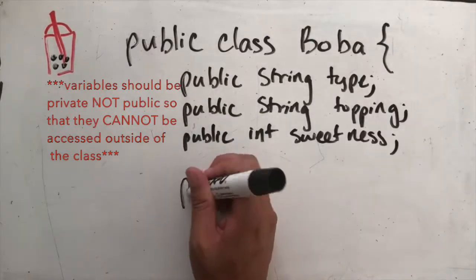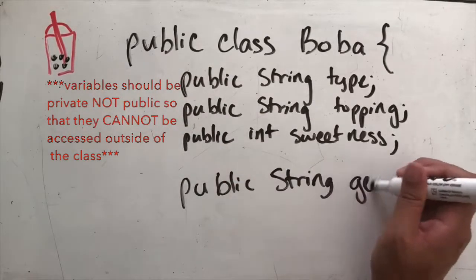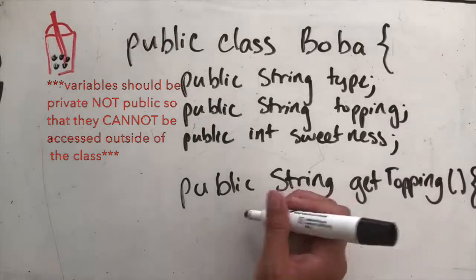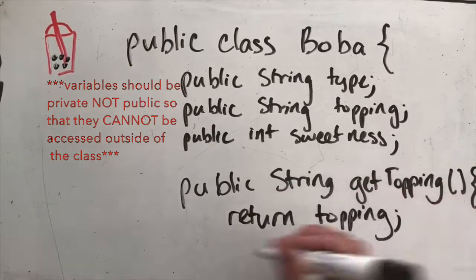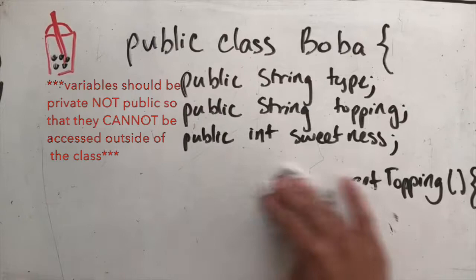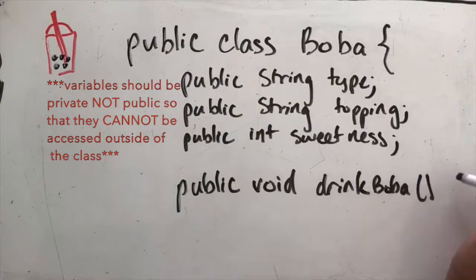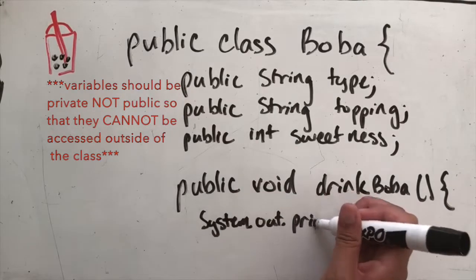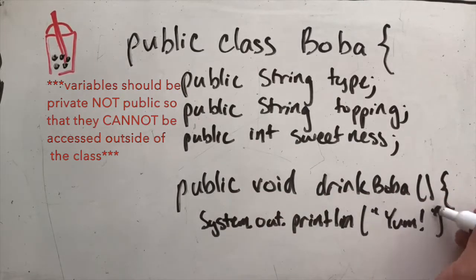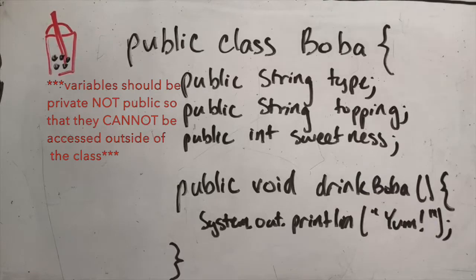We can also have a method called getTopping, which will return the topping. As you can see, the void has been replaced by string, because we'll be returning a string instead of nothing. We can have a very similar method for getSweetness as well, which will just return an int rather than a string. Lastly, let's have a method called drinkBoba. This one won't return anything, which is why there's a void there, but instead we'll just print out yum.